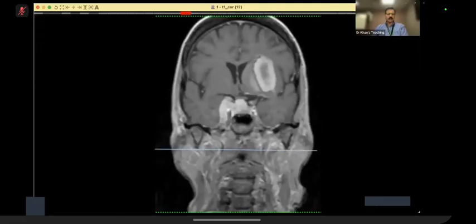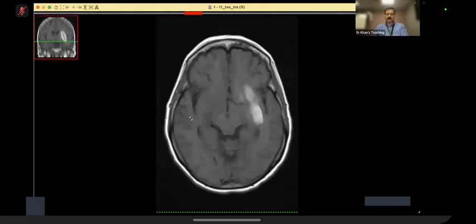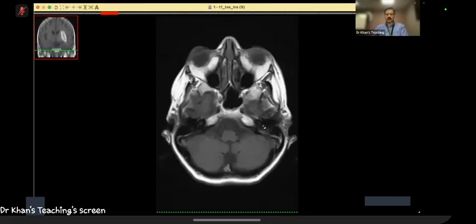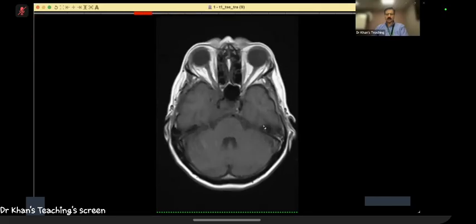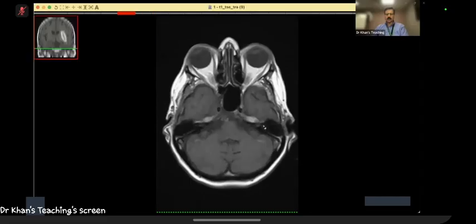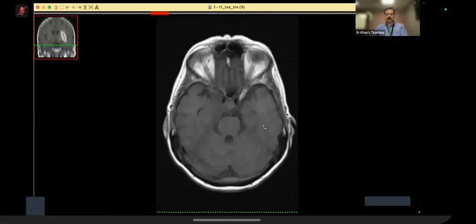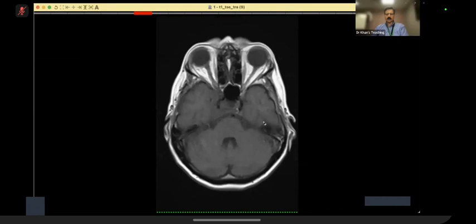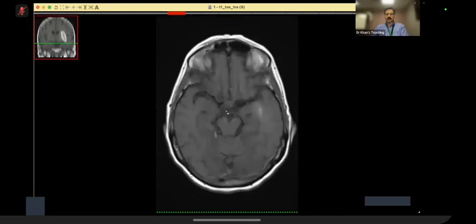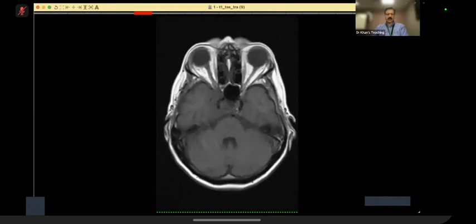So if you see here, this was a pre-contrast. Maybe you should have asked for the pre-contrast before the post-contrast, or once the post-contrast was shown, you should have asked to compare it with the pre-contrast, and you can see everything is enhancing.